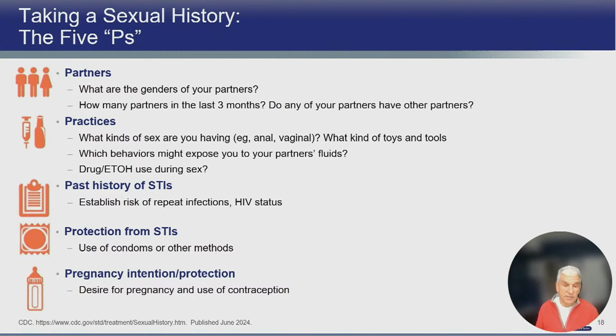Ps, practices. What kind of sex do you do? What kind of exposures do you have? P, past history. Did you have STIs in the past? P, protection. Do you ever do anything to protect yourself from STIs? And finally, the last P is pregnancy. So the 5 Ps: partners, practices, past history, protection, and pregnancy.